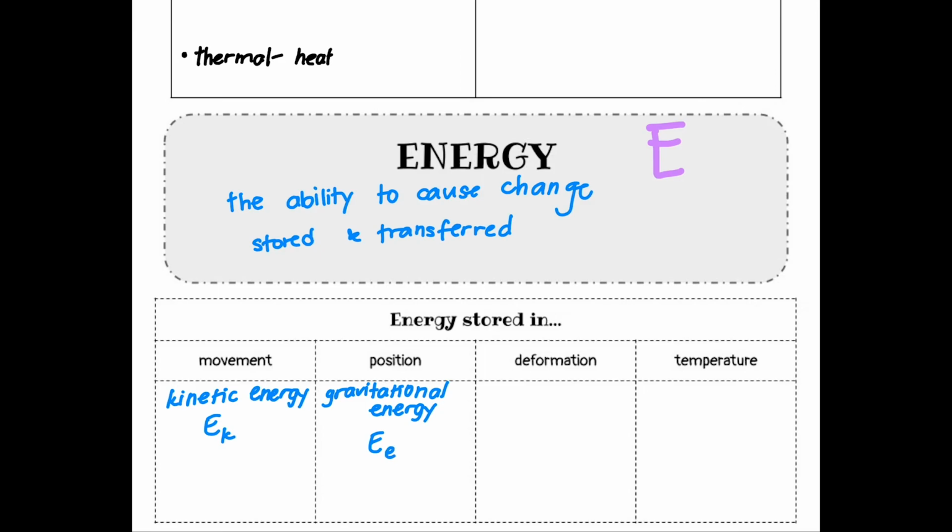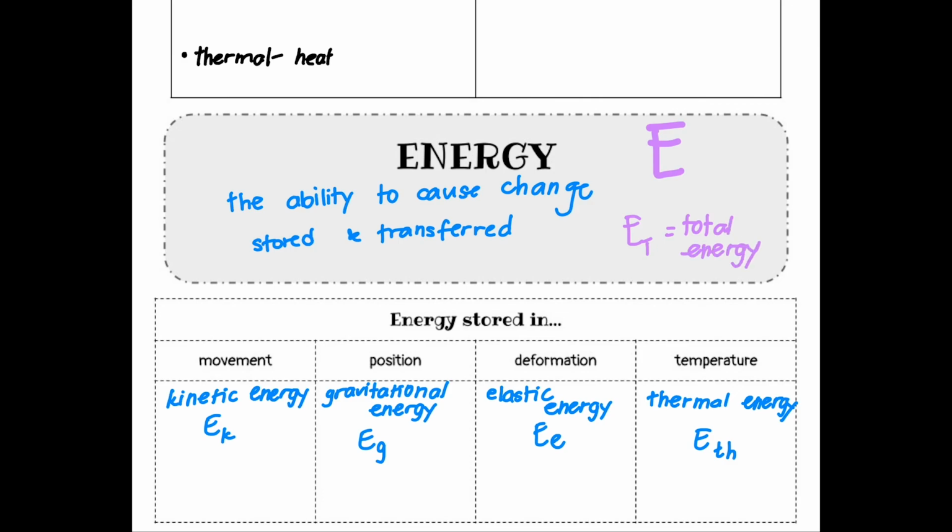And that's going to be an EG. And deformation, remember, so deformation is going to be our shape change, and that is our elastic energy. Whoops, EE is here. And so gravitational energy is EG. All right, and then temperature will be what we call thermal energy. Okay, and that will be ETH. And we're going to reserve ET, right? So ET is going to mean total energy. So that's what we're reserving that one for.